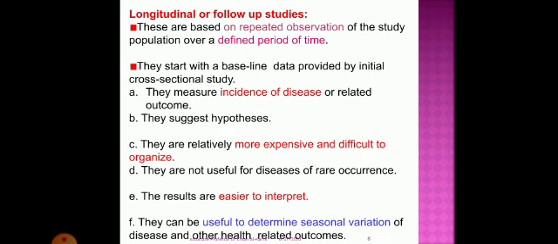related outcome. If we want to study the seasonal variation of allergy, we are going to start from January until the end of the year, until the end of December, and we are going to examine periodically and see how many individuals develop the disease during different months, and we are going to study the seasonal variation.